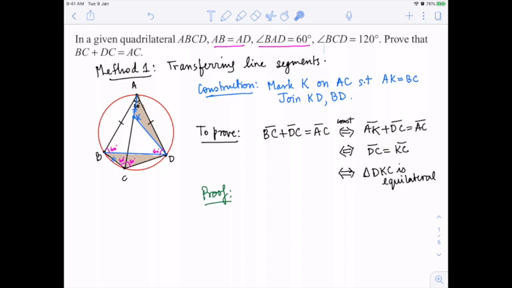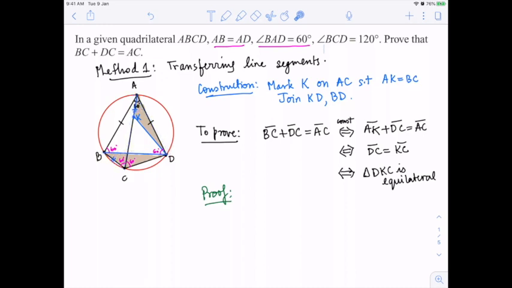What do we know? We know that AD is equal to BD because ABD is equilateral. Okay. By construction, we know that AK is equal to BC. Alright, so we know two corresponding sides are equal. If only the included angle were equal, we are done. And the answer is yes, indeed the included angle is equal because they are angles in the same segment. Notice this and this angle are both angles in the same segment, and therefore they are equal. So we can now write the formal proof.